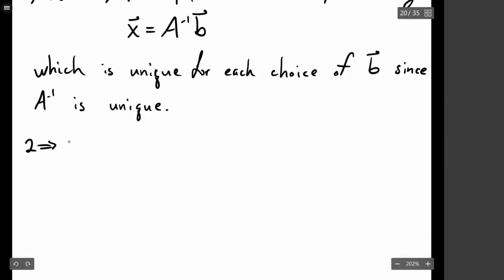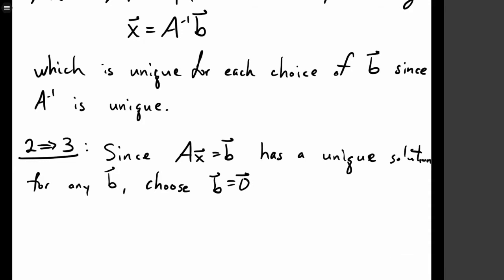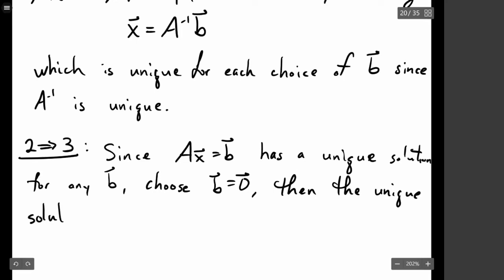How do we know that 2 implies 3? Right? Well, what we're going to do is, all right, since AX equals B has a unique solution for any B, we're going to choose B equals 0. All right, which would make this into a homogeneous system of equations. Okay? Then the unique solution is X equals A inverse times 0, which is just going to be 0, which is the trivial solution.